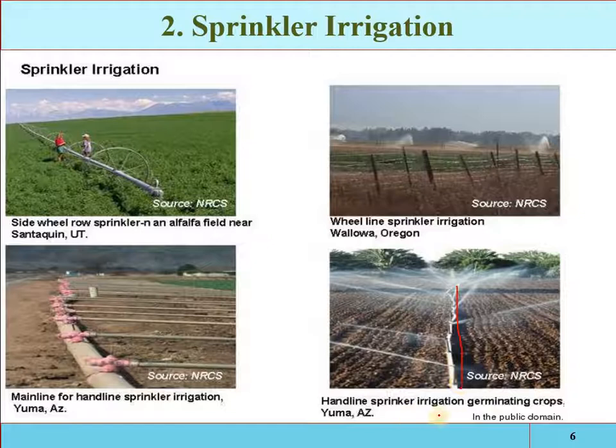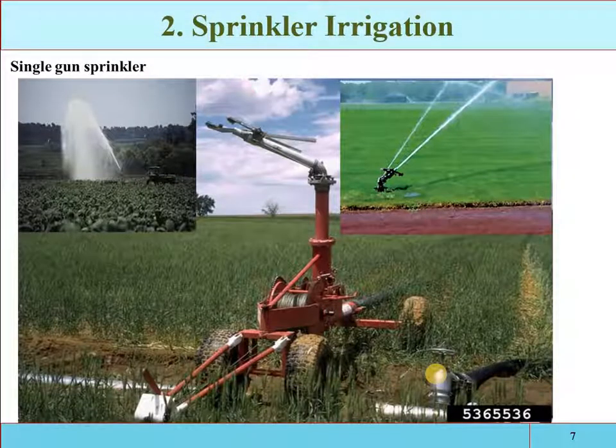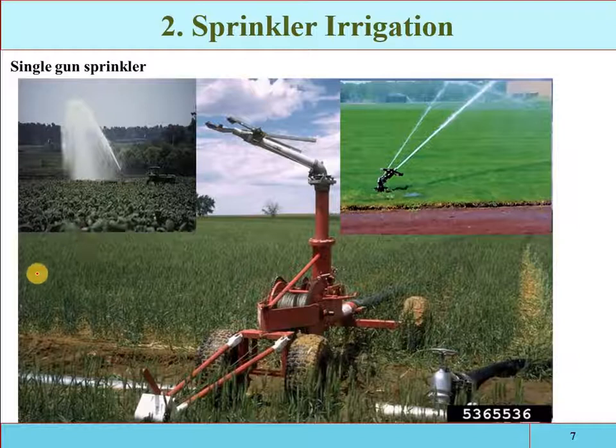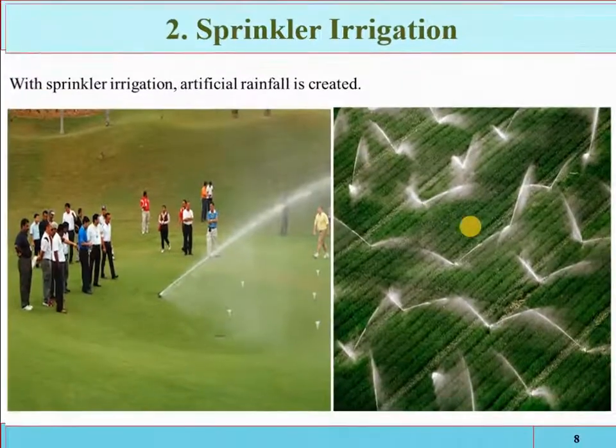So if the pumping station and the main line are fixed and the laterals are movable, then it is called the semi-permanent sprinkler irrigation system. And if these laterals are fixed below the ground, then it will be called permanent. Also, one example is the single gun sprinkler system. This system is installed at the corner of the field and the water is thrown over half of the area; a quarter of the field is covered by this system.